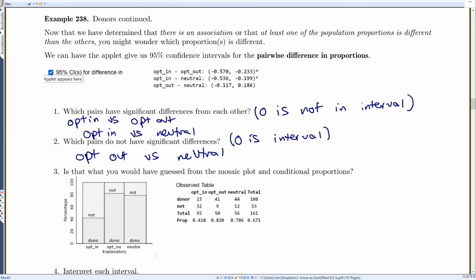Is that what we would have guessed from our mosaic plot and our conditional proportions? Looking at this, we said, oh yeah, this one seems different than the others. Or looking at the proportions, this one seems much lower than both of the others, but these two seem fairly similar. So that makes sense to me. Opt-in is going to be significantly different than opt-out and neutral, but opt-out and neutral are going to be pretty similar to each other, so they were not significantly different.